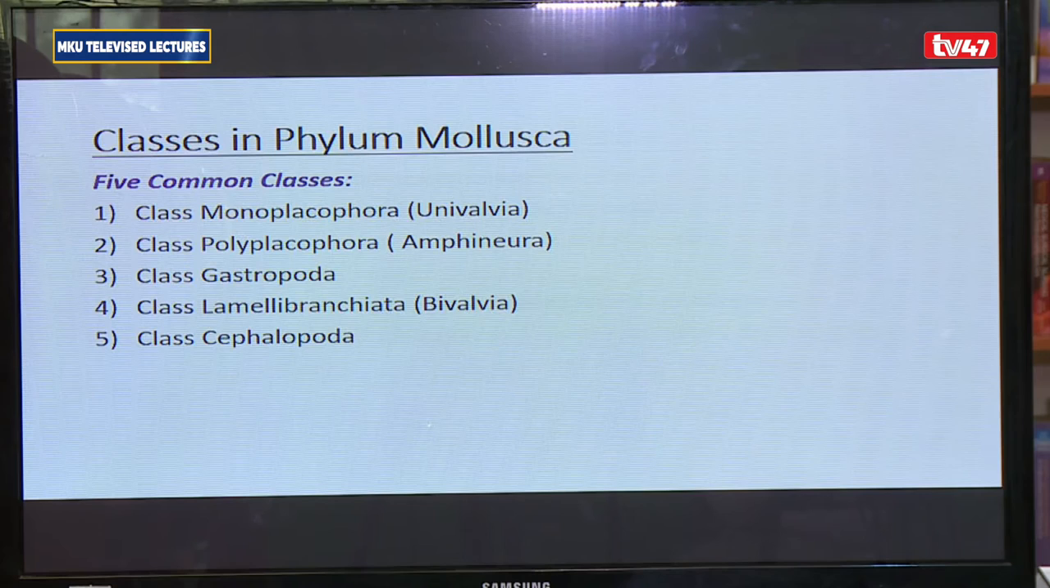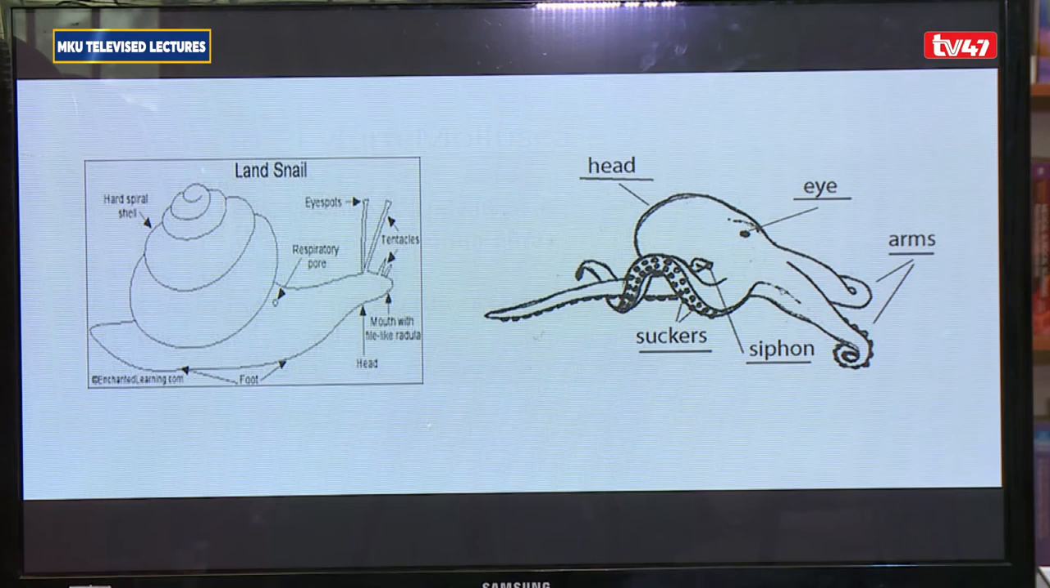Illustration of mollusks that we have. We have the common snail. This is in class Gastropoda. Here we have the octopus. The octopus is in class Cephalopoda because we have the foot fused with the head to give rise to tentacles.